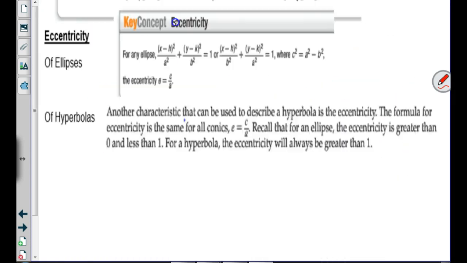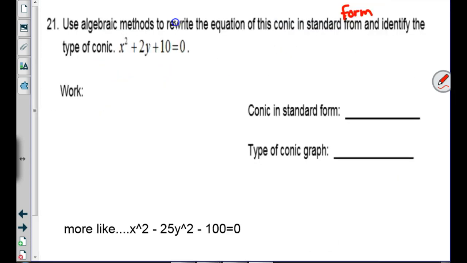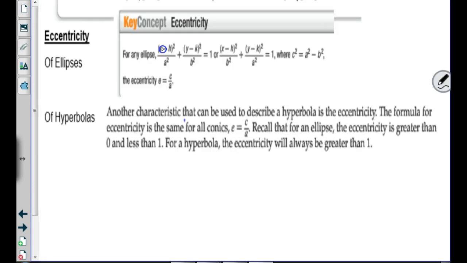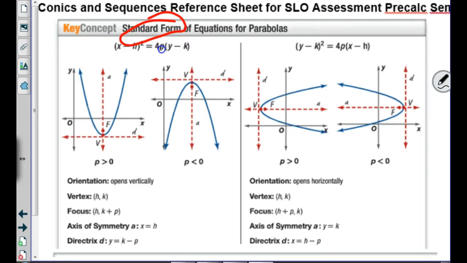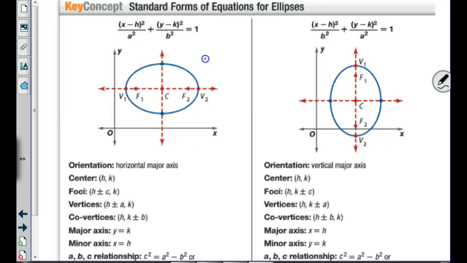All right, anybody know what shape this one is going to be just by looking at it? It only has an x squared, right? It doesn't have a y squared. So it can't be a circle, an ellipse, or a hyperbola because they all have squareds on both. So it is going to be a parabola. Now, when it has an x squared but not a y squared, we go to the parabola ones. X is squared but not y squared. This is what we have: x minus h squared equals 4p times y minus k.